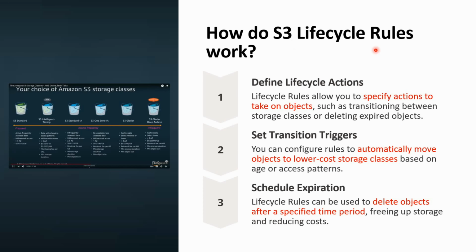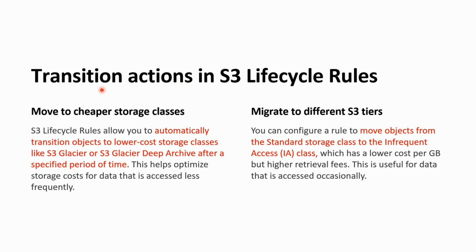How do S3 lifecycle rules work? Lifecycle rules allow you to specify actions to take on objects, like transitioning between storage classes or deleting expired objects. You can configure rules to automatically move objects to lower cost storage classes based on age of the data or access patterns. Lifecycle rules can be used to delete objects after a specified period of time, which frees up storage and reduces cost.